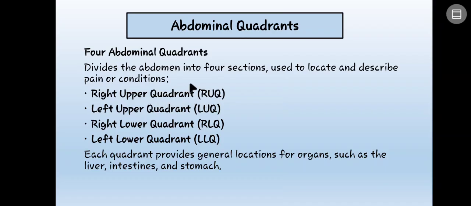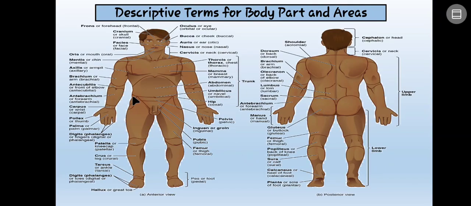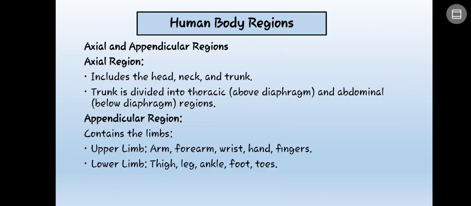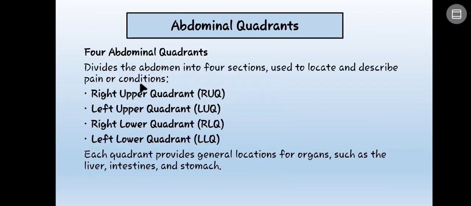Okay, so if you look at the abdomen of the human body, we can divide the abdomen into four quadrants. So let's look at this diagram. We can divide the abdomen into four: 1, 2, so that we get this quadrant, that quadrant, and that quadrant. Okay, so we have four abdominal quadrants: the right upper quadrant, the left upper quadrant, the right lower quadrant, and then the left lower quadrant.